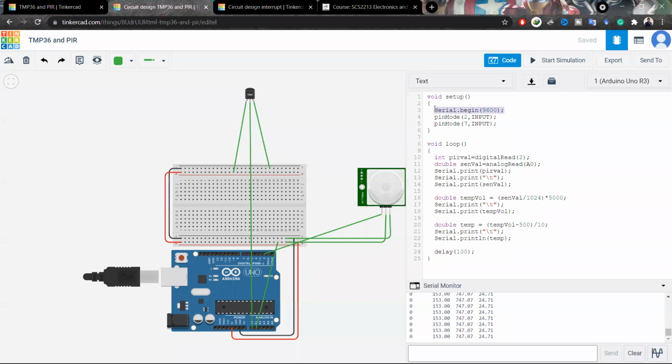We have this Serial.begin here, so in Tinkercad you set up the baud rate in the code. But if you're using the Arduino IDE, you can open the serial monitor by pressing Control-Shift-M, I think. In the serial monitor, you have to specify your baud rate as well. In the Arduino IDE there are two places to set the baud rate, but in Tinkercad you just need to set the baud rate in the code, and then the serial monitor will configure to that baud rate.